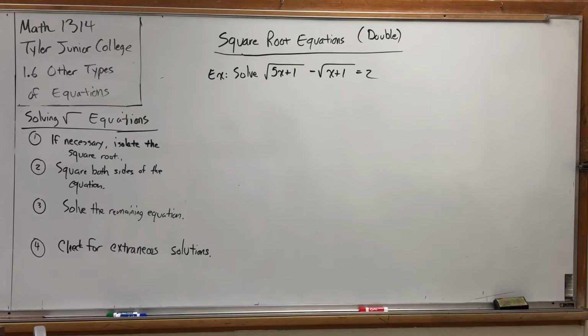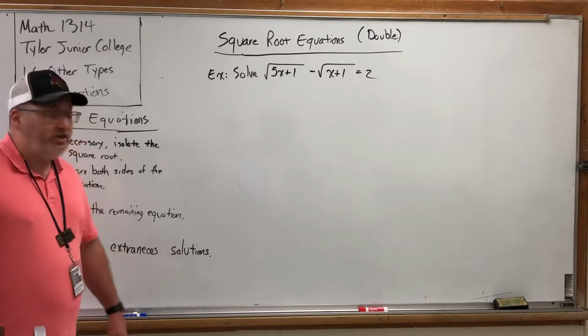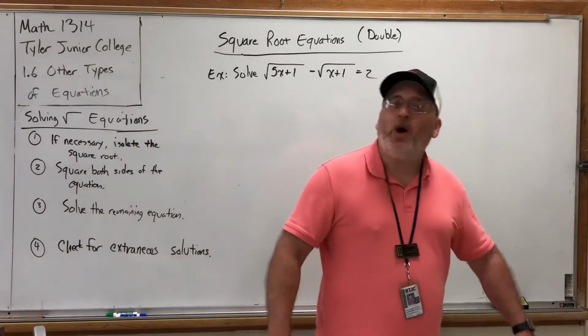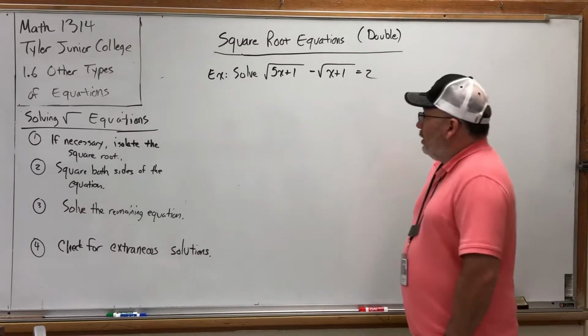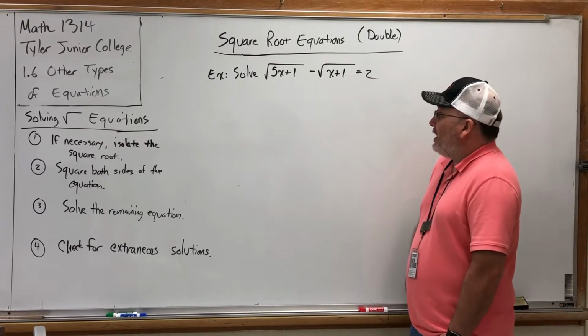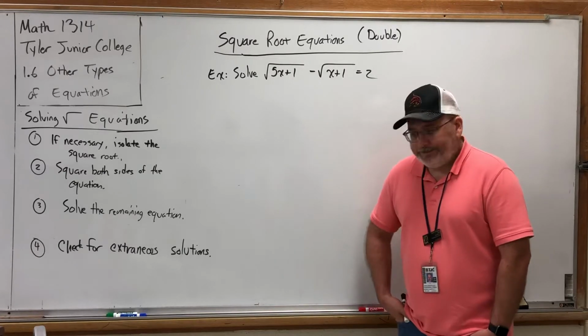Math 1314, Tyler Junior College, Section 1.6, Other Types of Equations. Solving square root equations, double. In other words, your equation starts out with not one but two square roots. For example, we're going to solve the square root of 5x plus 1 minus the square root of x plus 1 is equal to 2.